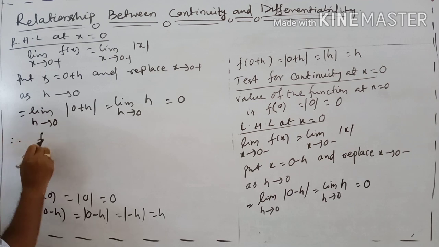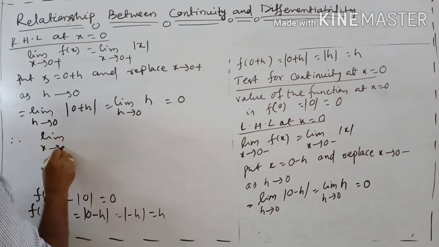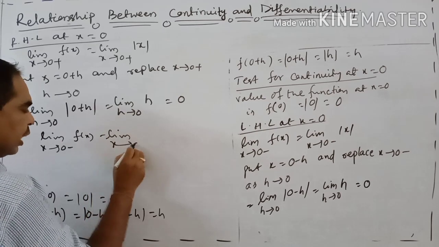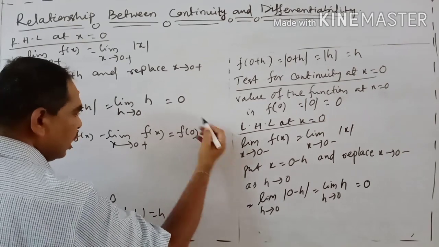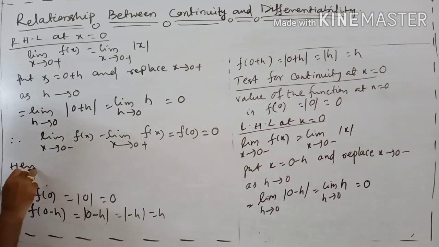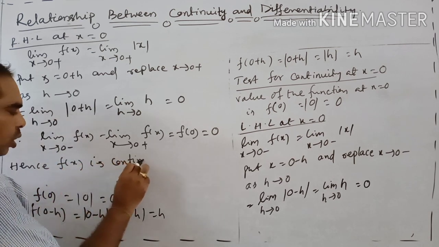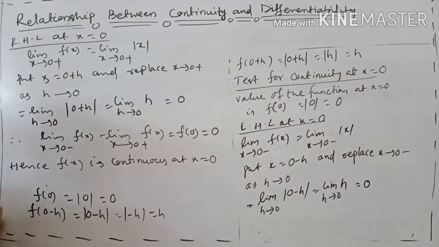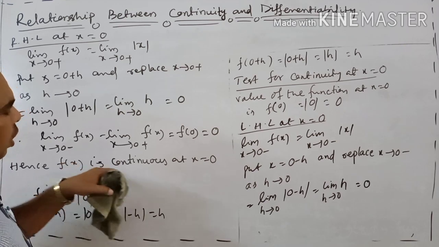Therefore, limit x tends to 0 minus f(x) is equal to limit x tends to 0 plus f(x) is equal to f of 0, which is equal to 0. Hence, f(x) is continuous at x is equal to 0. Now the function is continuous.